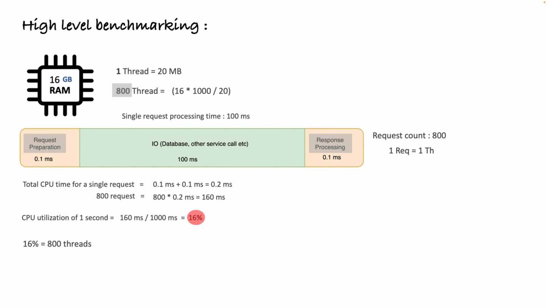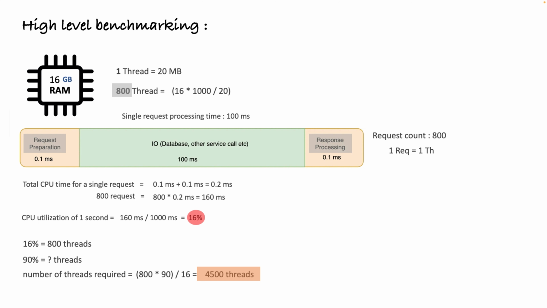Now, how many threads do I need to utilize the CPU 90%? How to calculate? The logic is simple, right? So, the number of threads required is 4500. But I have 16 GB RAM. With 16 GB RAM, I can only trigger 800 threads. This shows that our backend server is actually capable of handling 4500 requests per second by utilizing 90% of the CPU. Due to the constraint, we are able to create only 800 threads.